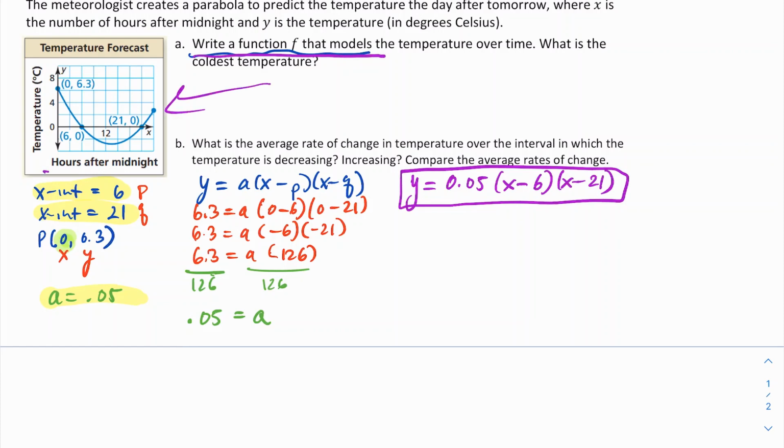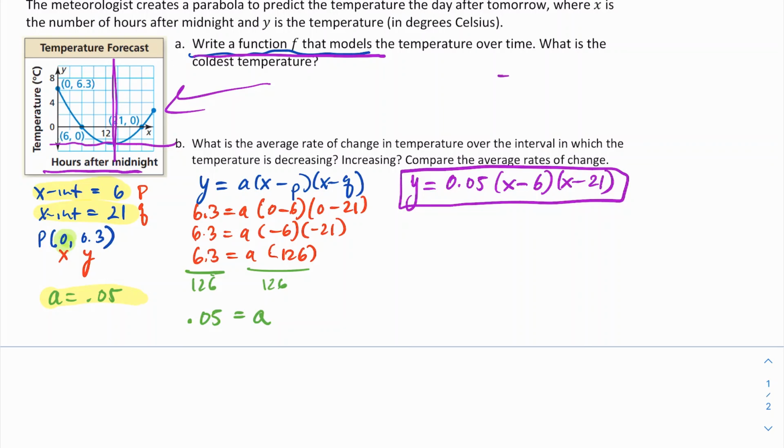Remember, the x stands for the hours after midnight, and the y stands for the temperature in Celsius. So that's about it. You don't have to answer any other question. Oh, I guess we can answer this one. What is the coldest temperature? The coldest temperature is the y value at the vertex.